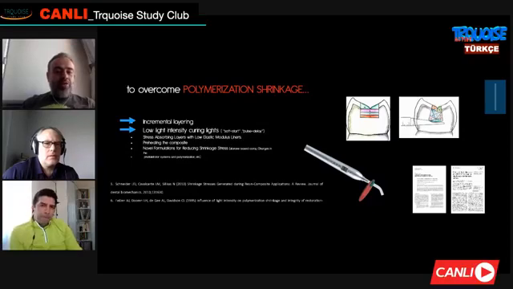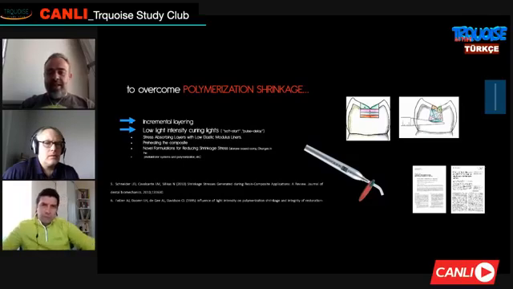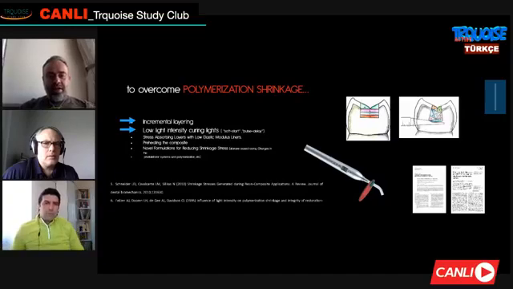So two favorites. I would recommend incremental layering or low light intensity curing lights, like a soft start or a pulse cure, just to minimize the effect of polymerization shrinkage. But mainly, whenever I'm doing a posterior restoration, I will go for incremental layering, even less than 1 millimeter sometimes, when I'm so deep and when I'm restoring a huge, large restoration.